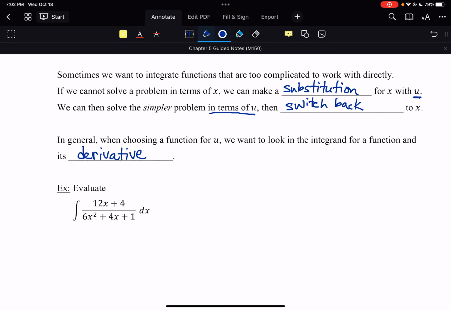So what we can do instead is notice, if you look at the bottom function, 6x squared plus 4x plus 1, compare that to the top one. The numerator appears to be the derivative of the denominator. So what we're going to do is let u be equal to 6x squared plus 4x plus 1.